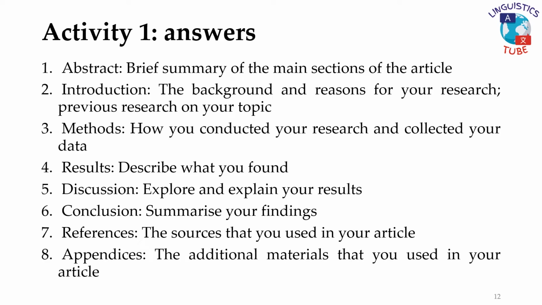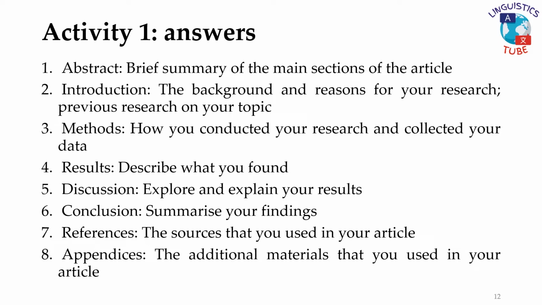Here are some brief definitions of each section. The abstract is a brief summary of the main sections of the article. Next is the introduction, which discusses the background of your topic and the reasons for conducting your research. Also, you must discuss the theories and previous research on your topic.